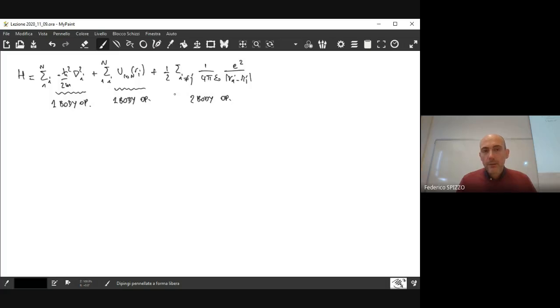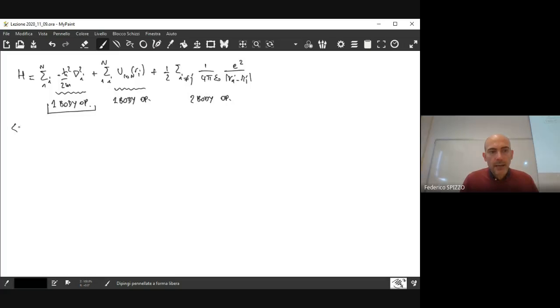So that's why I would like just to make a general calculation now, so as not to do it for each of those operators. And the general calculation is: what happens if I want to evaluate the expectation value of a one-body operator over this Slater determinant? Second step, what happens if I want to evaluate the expectation value of a two-body operator over this Slater determinant? So I start with this one here.